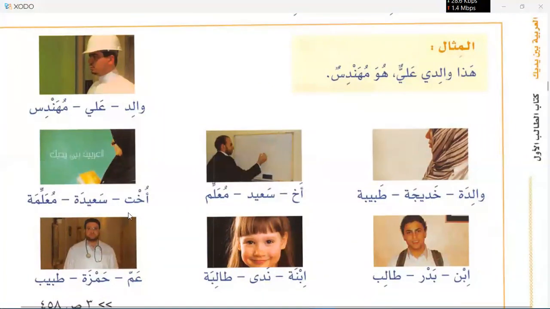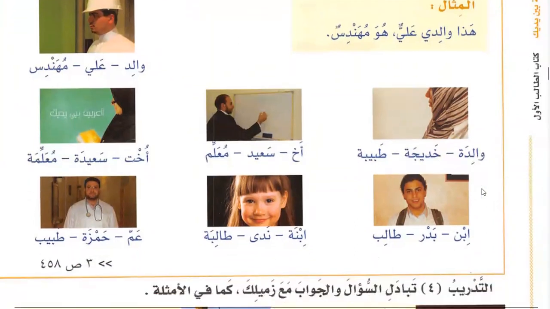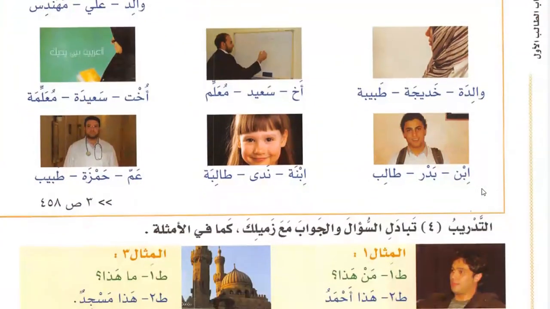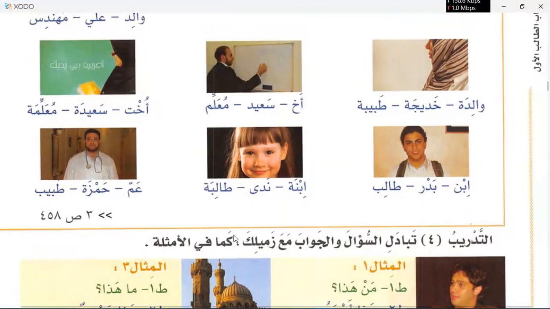Miss Sabina. Yes, sir. Hadhihi walidati Khadija. Hiya tabiba. Haza akhi Saeed. Huwa mu'allim. This is my brother Saeed, and he is a teacher. Hadhihi ukhti Sa'ida. This is my sister Sa'ida. Hiya mu'allima. She is a teacher.